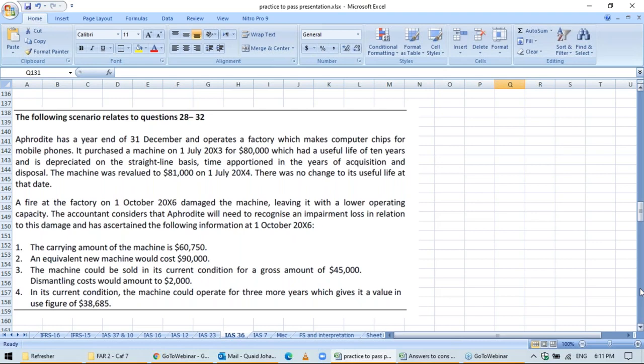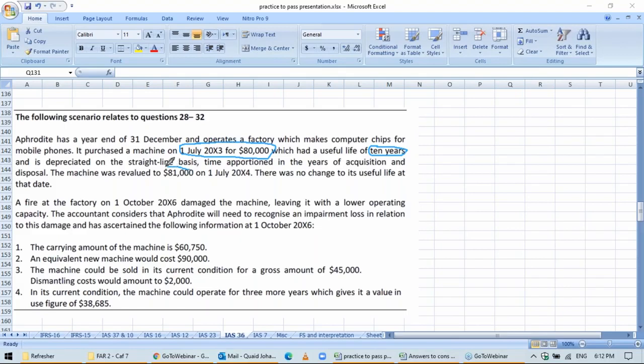Okay, students, let me tell you the story in the first paragraph. So the story was that Aphrodite purchased a machine on 1st July 2003 for 80,000, and then depreciation was charged over 10 years on it on straight line basis, right, and on time apportionment basis.